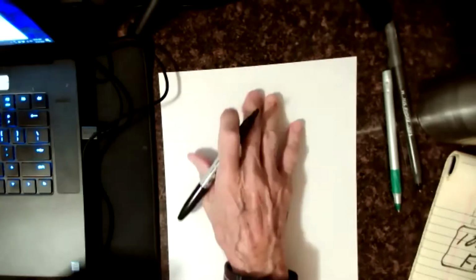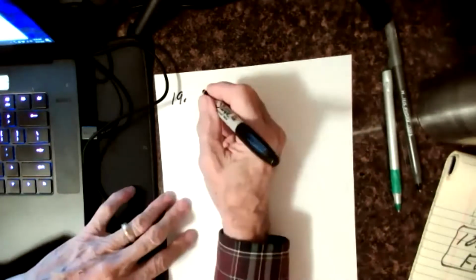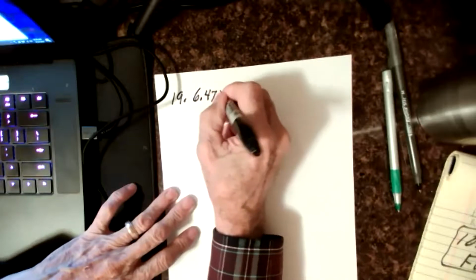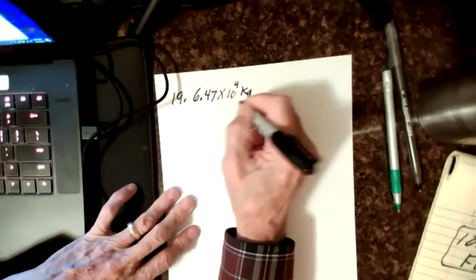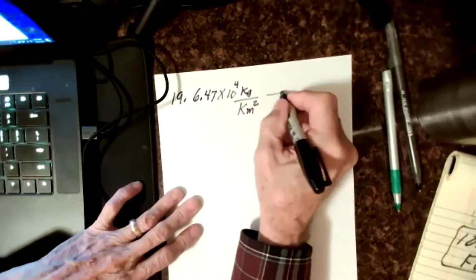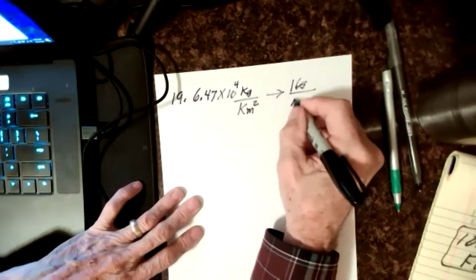Okay, and moving right along. Number 19. Oh boy, I gave you some exercise on unit conversions, but it'll illustrate a point. We've got given 6.47 times 10 to the 4th, and the units are kilograms per kilometer squared. And we want to convert that to pounds per square mile.